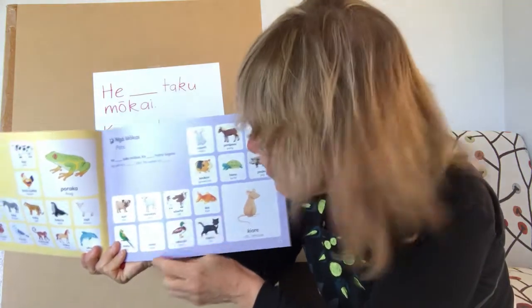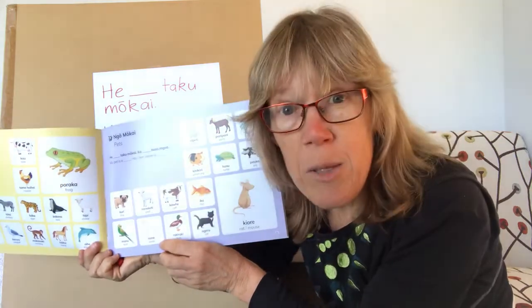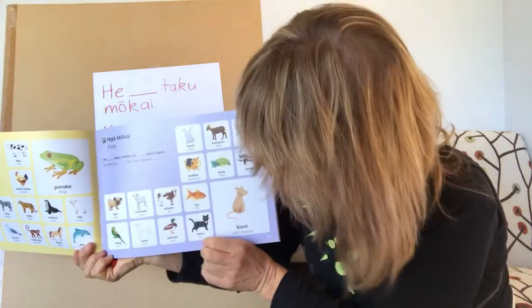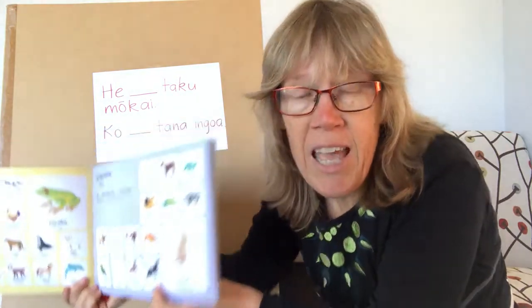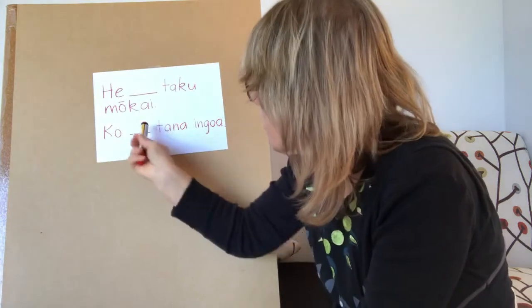Ika for fish, we've done that one. Manu if you have a pet bird. Reme for a pet lamb. Raki raki for a pet duck. And ngeru for a pet cat. And you can just look online for most of those words. And then this is where the name goes.